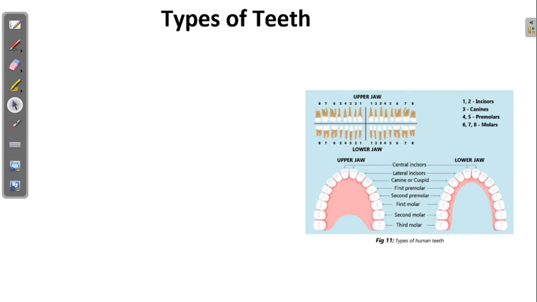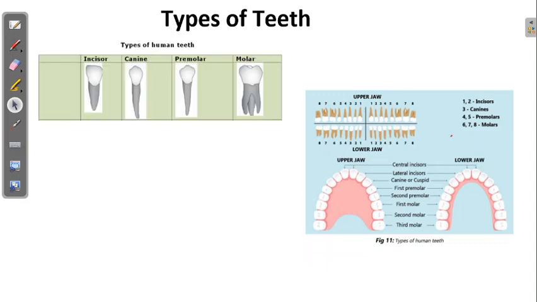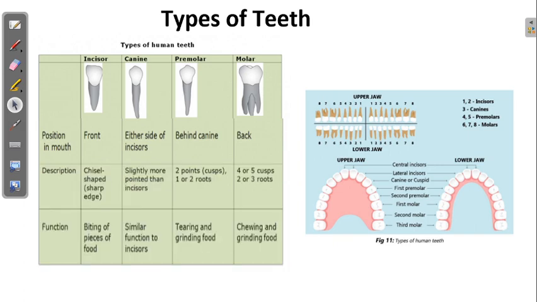Next, it is said that you have two incisors, one canine, two premolars, and three molars. So you can remember this as 2, 1, 2, 3. Okay, 2-1-2-3: incisors, canines, premolars, and molars.